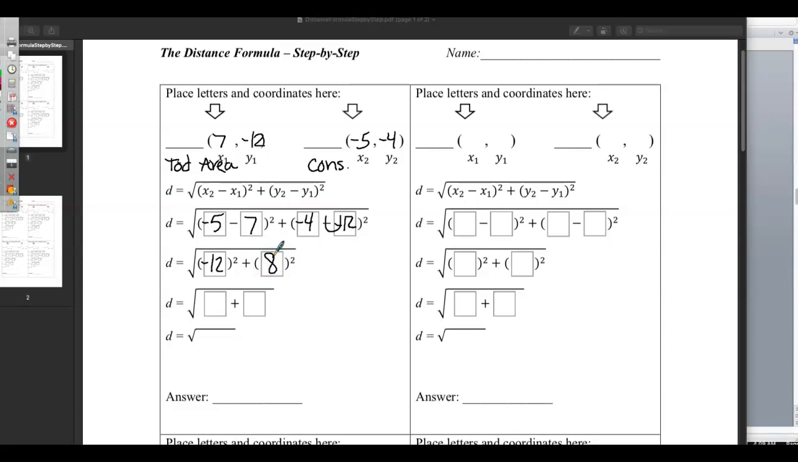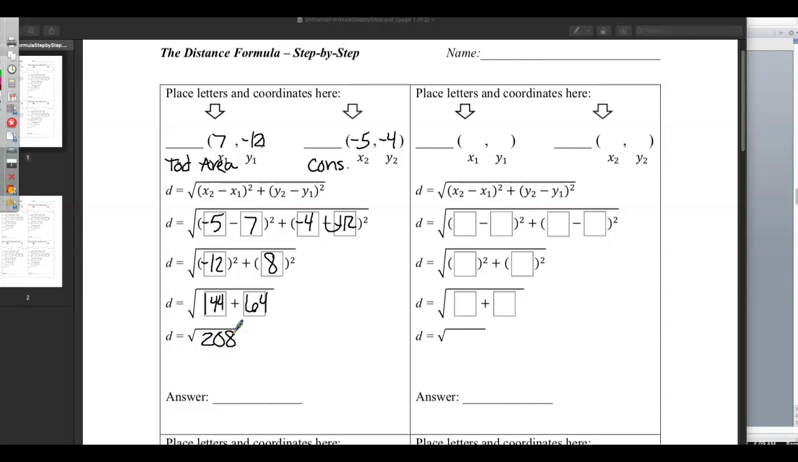Exponents are next, so -12 quantity squared would be 144. Remember, when you're taking a negative times a negative, it's always going to be a positive. And then 8 squared, which would be 64. Then I would take 144 plus 64, and I would get 208. And then my last step would be to take the square root of that and then round it.